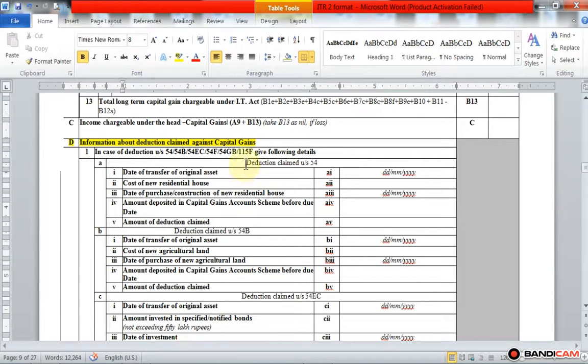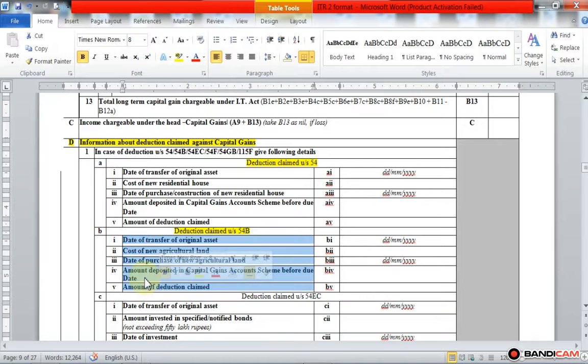Each section has a separate column, that is if the assessee gets a deduction under section 54, then the information relating to the deduction under section 54 is furnished in this column. Then if the assessee gets a deduction under section 54B, they will furnish the information in respect of that deduction in this column, that is B.